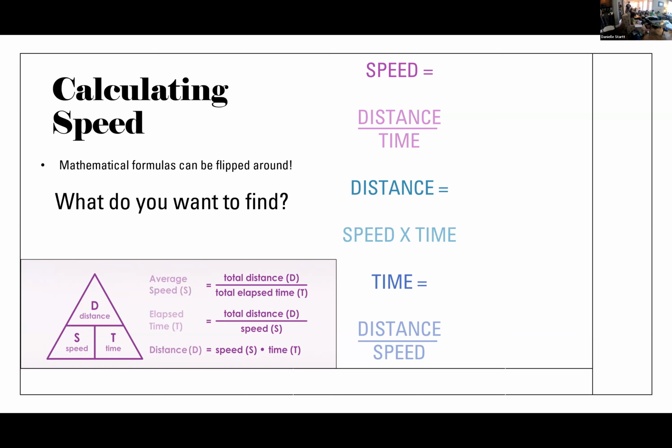And if you want to find speed, what do you do? Speed is the S. Sometimes you'll see that as a V. Divide distance by time. And if you want to find time, what do you do? Divide distance by speed. Sometimes you're going to see the D.